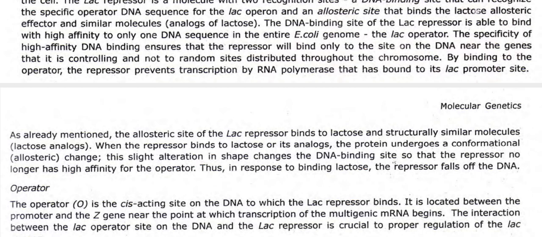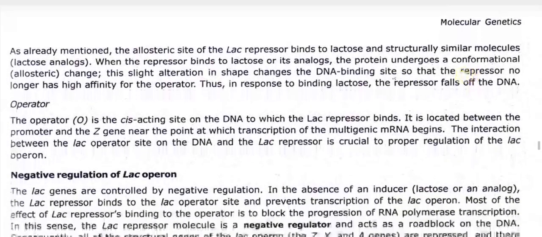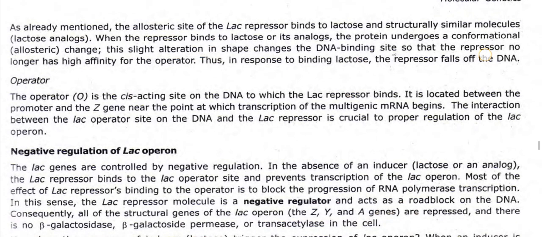By binding to the operator, the repressor prevents transcription by RNA polymerase that has bound to its LAC promoter site. As already mentioned, the allosteric site of the LAC repressor binds to lactose and structurally similar molecules, lactose analogs. When the repressor binds to lactose or its analogs, the protein undergoes a conformational, allosteric change. This slight alteration in shape changes the DNA binding site so that the repressor no longer has high affinity for the operator. Thus, in response to binding lactose, the repressor falls off the DNA.